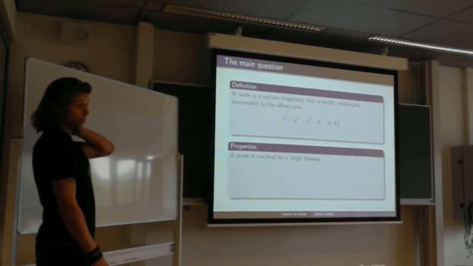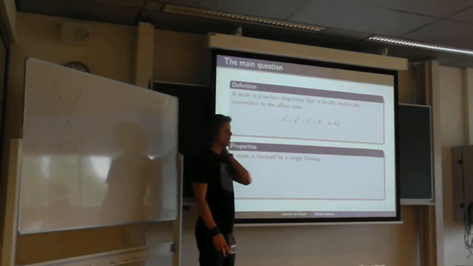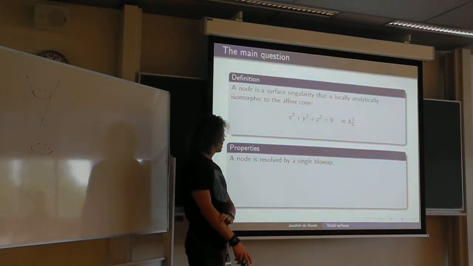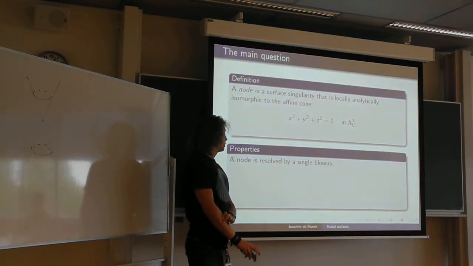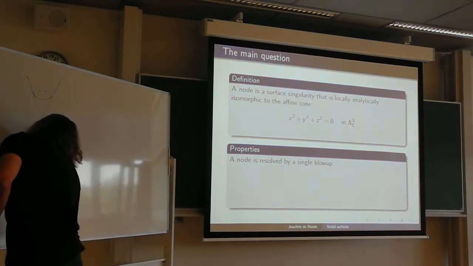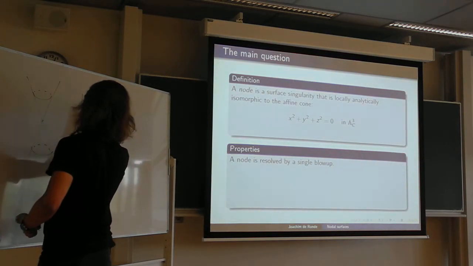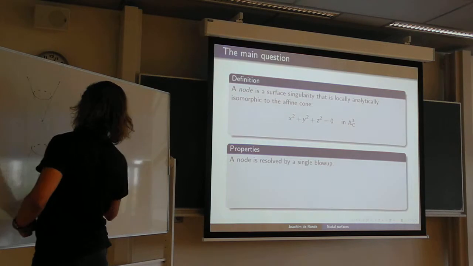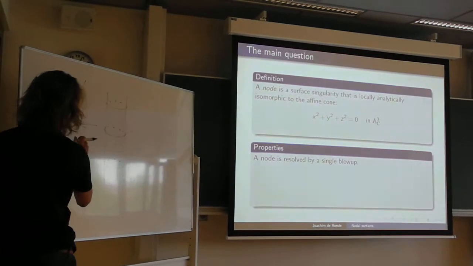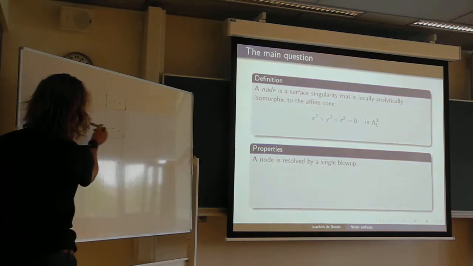Now, what are properties of a node that we'll use? Well, first, a node is resolved by a single blow-up. For those who don't know what blow-up is, in general, you can resolve singularities of any algebraic variety by a process called blowing up. We don't need to know now what it is in general form. We only need to know here that it suffices to blow up only the node once to obtain a smooth surface. So we will replace locally our surface, which looks like this, by this. And there's a map from this surface to this surface, which is an isomorphism almost everywhere, except at this exceptional curve, which is contracted to one point.